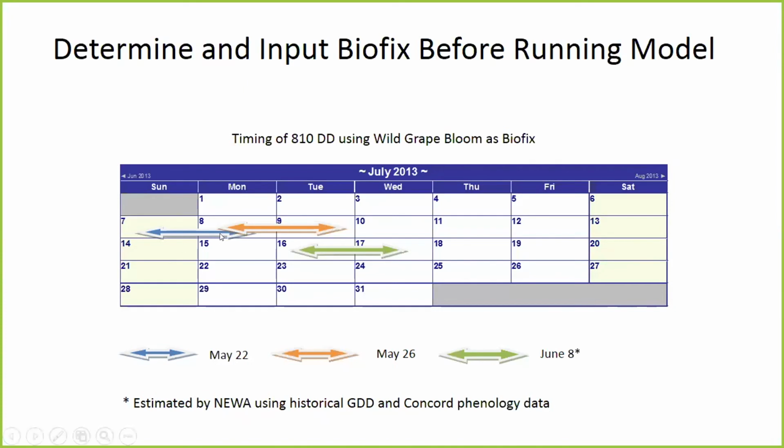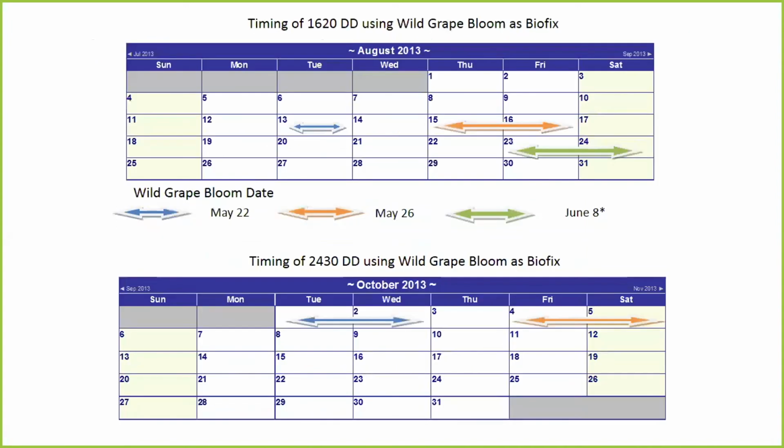And you can see at the 810 degree days, so when we're going after that second generation, it's not too bad. The May 22nd, May 26th is pretty close. June 8th, you're already a week off. And then if you go to 1620, so you're into August, you're anywhere between 2 and 4 days off between even the May 22nd and the May 26th. So you're maintaining that 4-day deal. But you can see June 8th, you're still a week or a week and a day off the May 26th.